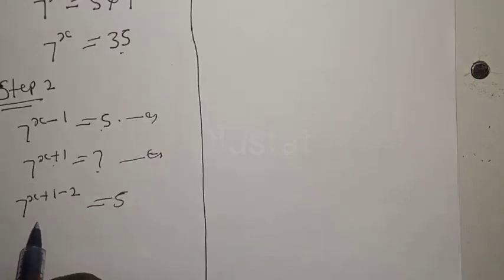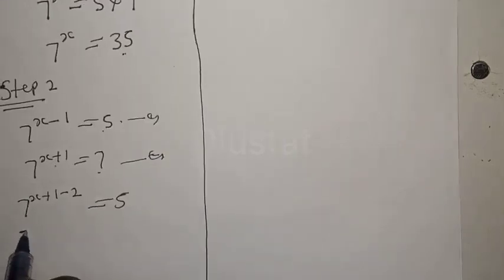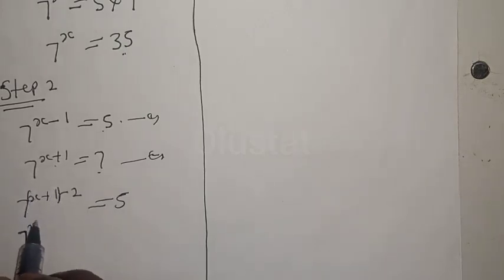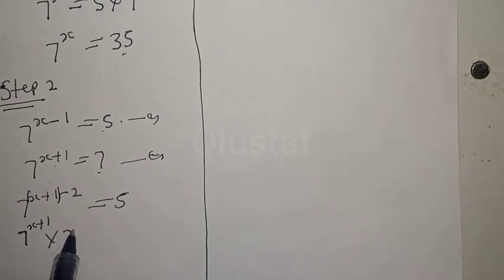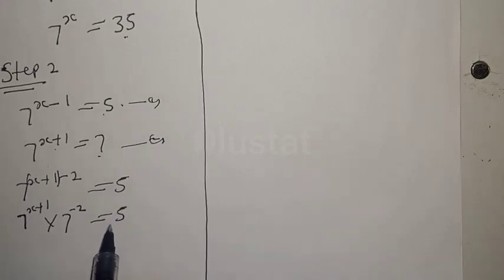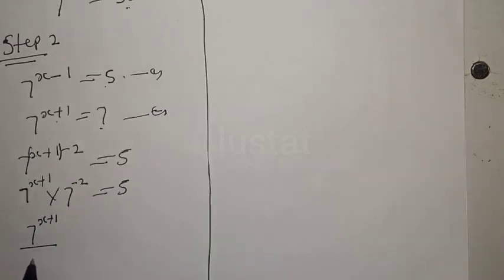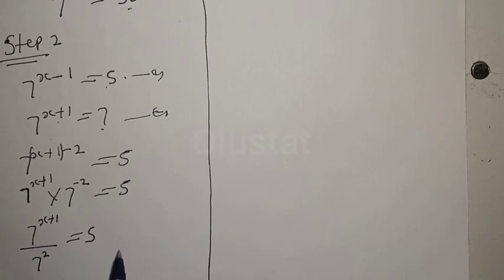This can be rewritten as 7 raised to power x, let's express this together, plus 1 multiplied by 7 raised to the power minus 2 is equal to 5. You can see that it's very simple. Then we have 7 raised to the power x plus 1 all over 7 raised to the power 2 is equal to 5.